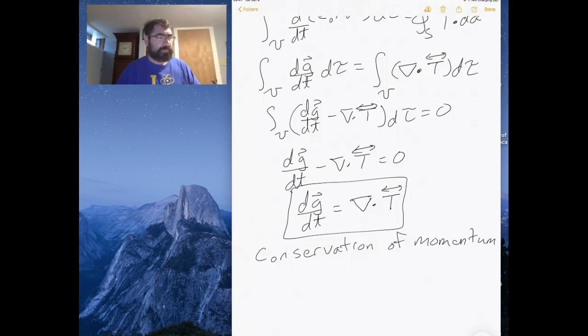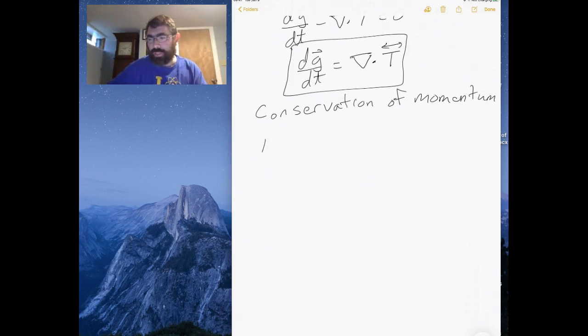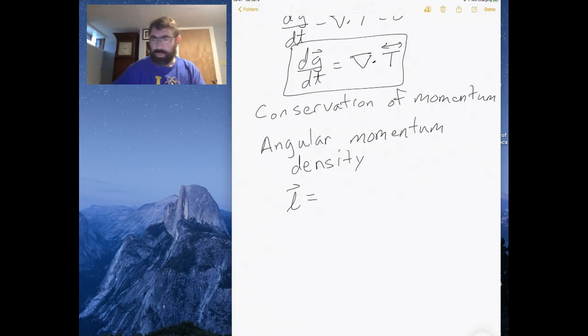So the next step you could think is, well, what about angular momentum? We've had conservation of charge, conservation of energy, conservation of linear momentum. What about the angular momentum? And that's not much of an extrapolation, because I could define my angular momentum density, so the angular momentum per volume, as the radial distance crossed into my momentum density.